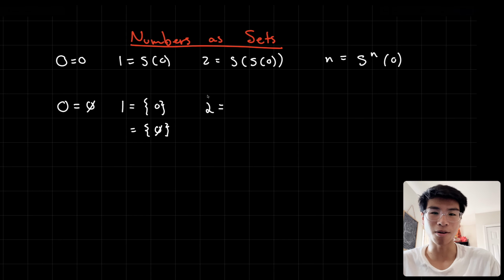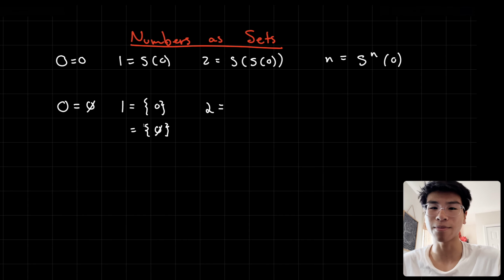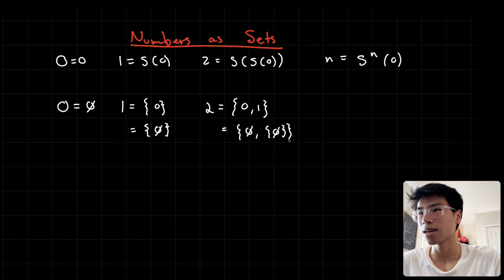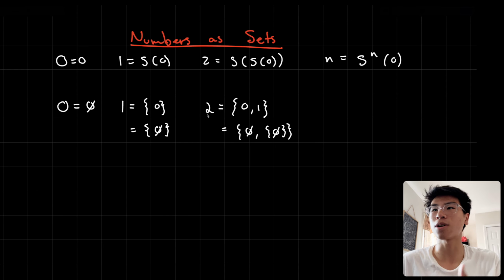Well, what sets do we know exist? We know the empty set exists. We also know the set containing the empty set exists. So we could say that 2 is a set containing 0 and 1, which, as a reminder, is simply the empty set and the set containing the empty set. And in fact, whenever we construct the next natural number, that makes a whole new set, which we could add in to get the next natural number.